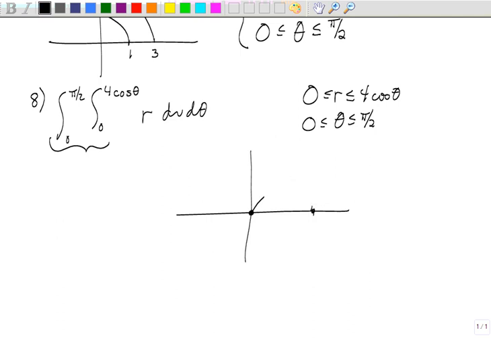Let me draw it better than that. And that's my region R. That's what this is. So it's just a half circle. Then it says evaluate the integral.